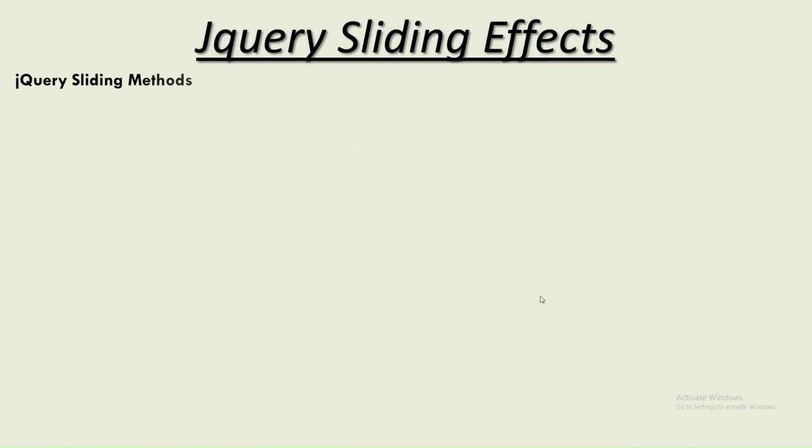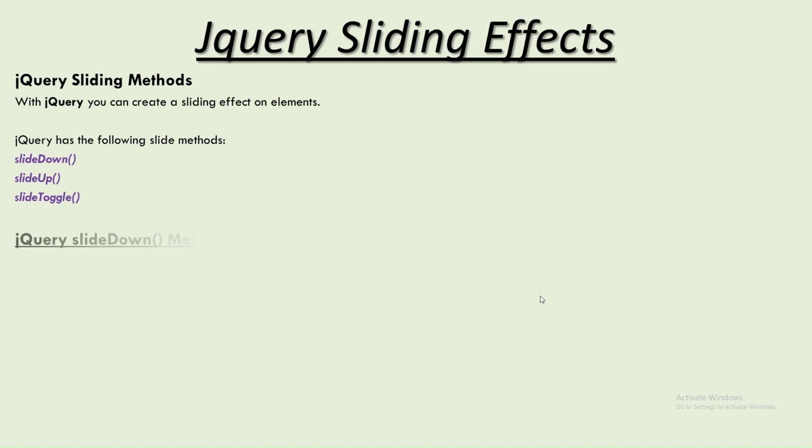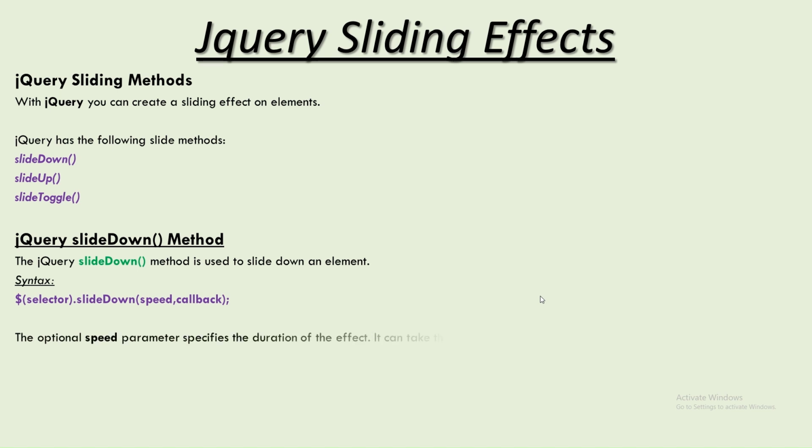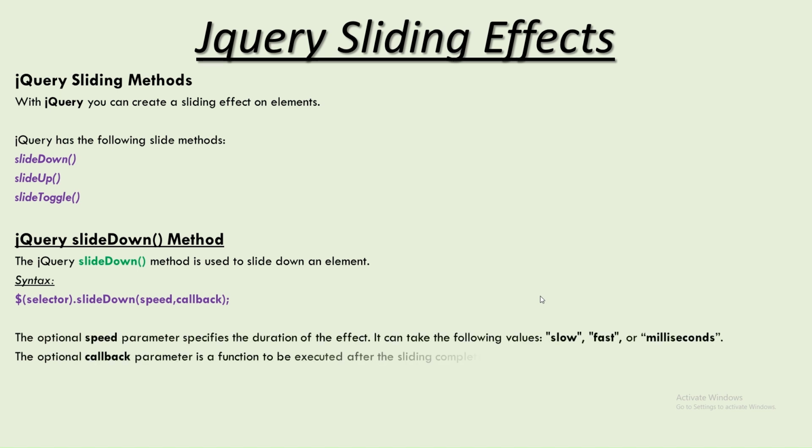So, jQuery sliding effects. With jQuery, you can create a sliding effect on elements. jQuery has the following sliding effects: slideDown, slideUp, and slideToggle. The jQuery slideDown method is used to slide down an element. For example, selector name dot slideDown with a speed and a callback.